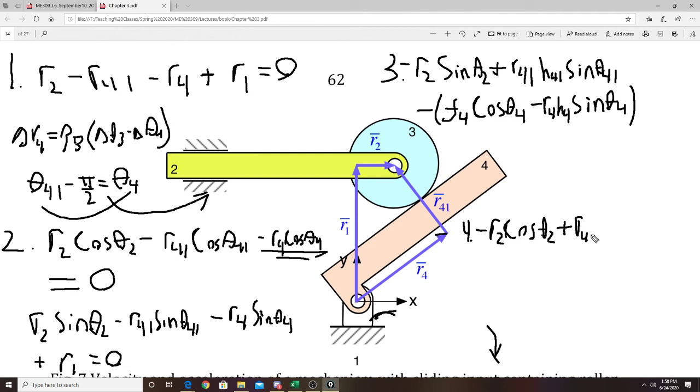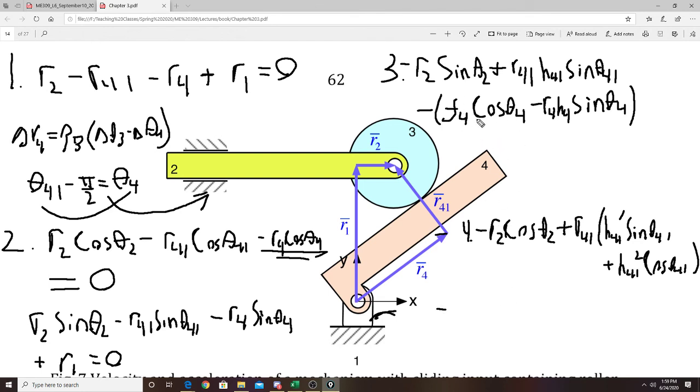You do R41 times H41 prime sine theta 41 plus H41 prime, or H41 squared cosine theta 41. So that's not anything new. This last part is the thing that's new to us. So let's bring this down here. So minus, which is this part right here.